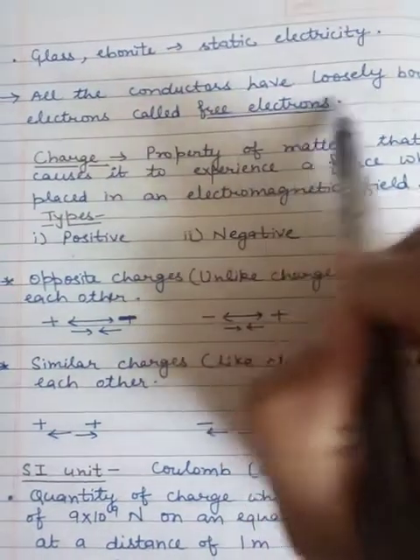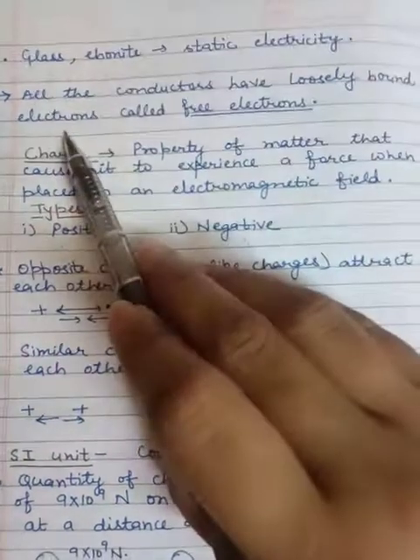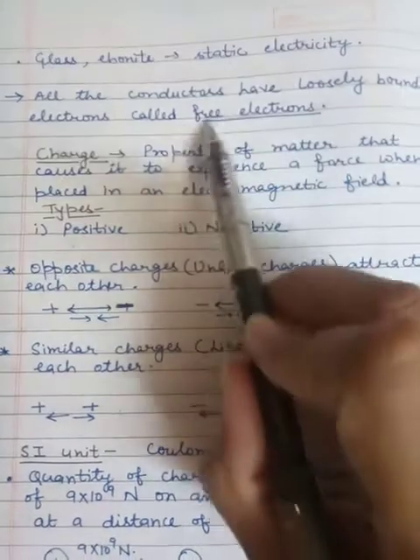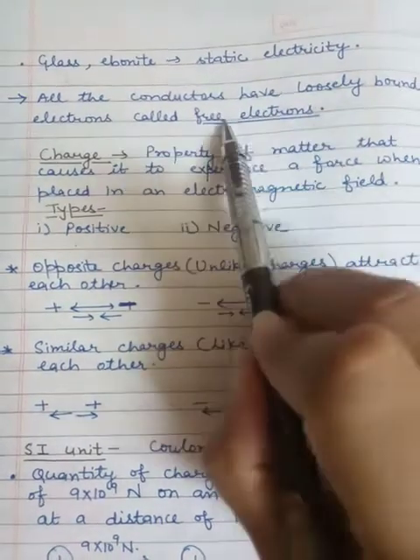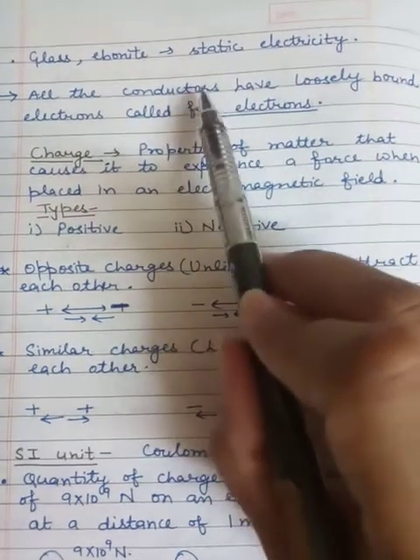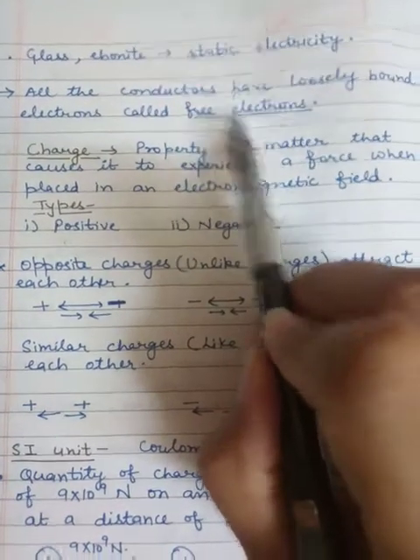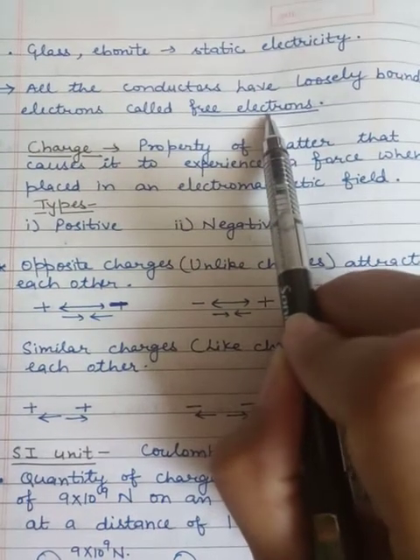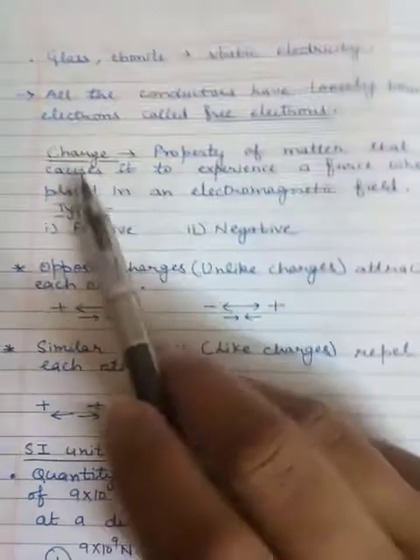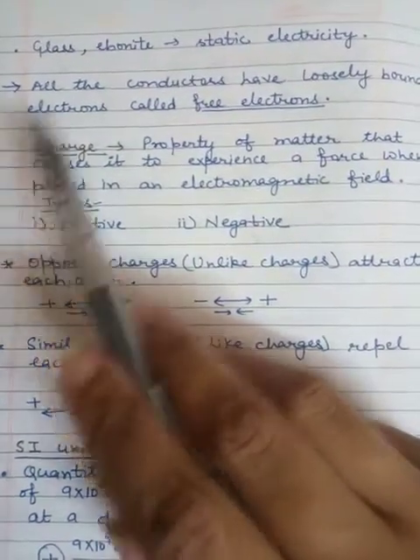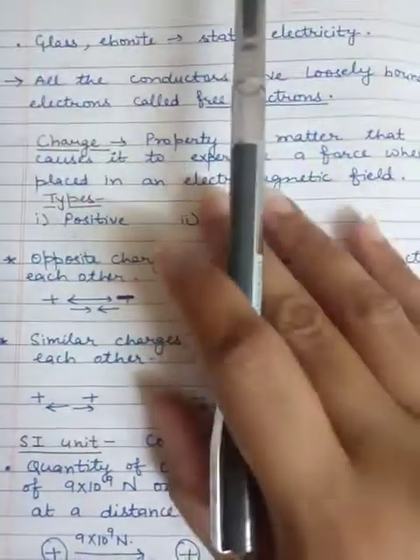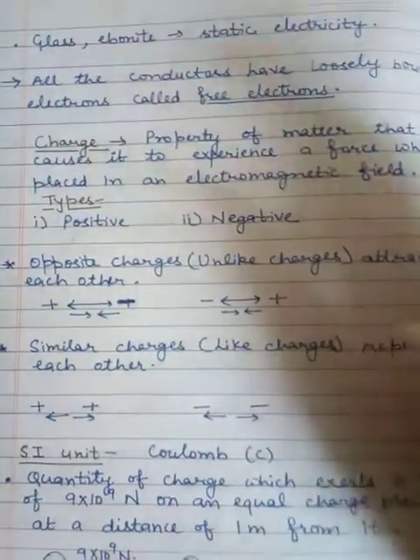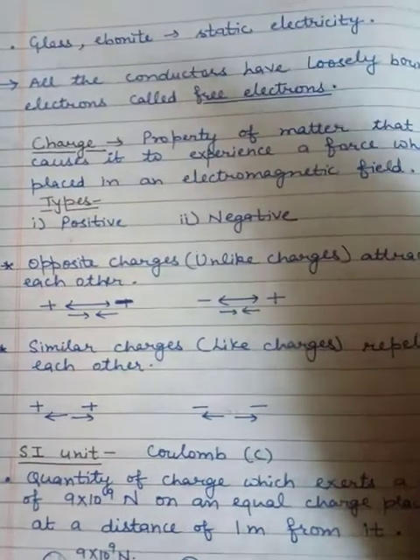All the conductors have loosely bound electrons, and these loosely bound electrons are free electrons. Because of these free electrons only, the conductors can allow the electricity. Without the free electrons, no substance can allow the electricity to flow through them. Now, till here we used to speak some words that are charges.